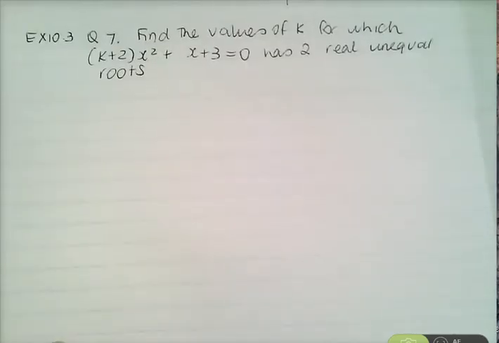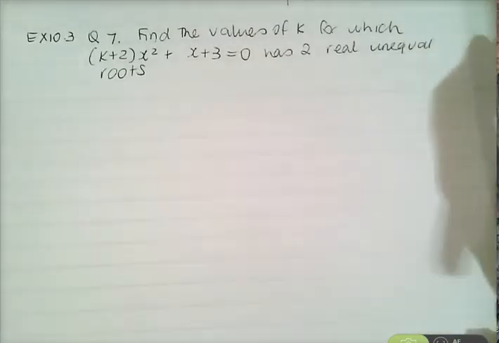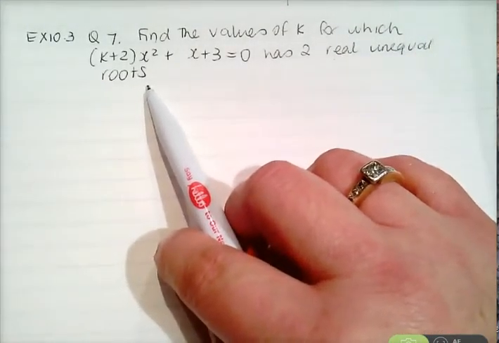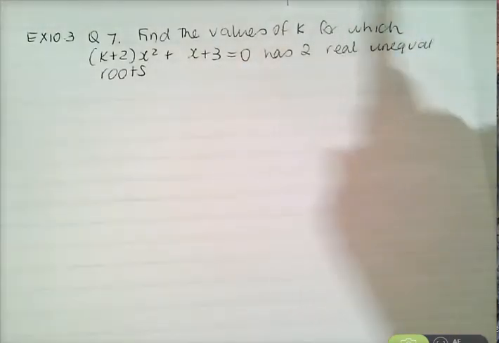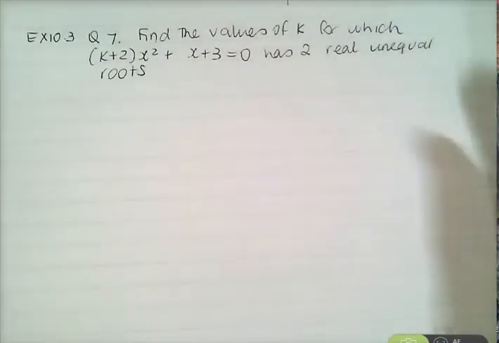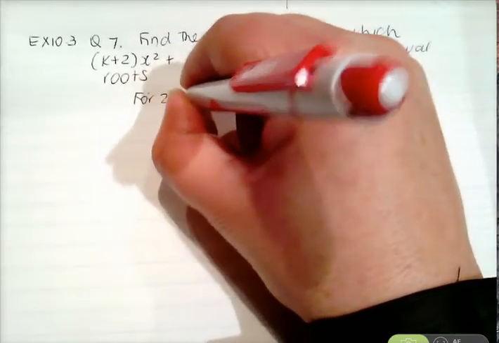Exercise 10.3, question 7. Find the values of k for which (k + 2)x squared + x + 3 = 0 has 2 real unequal roots. Now, if you've got 2 real equal roots, then you've only got 1 root. If you've got 2 real unequal roots, then you've got 2 distinct roots.